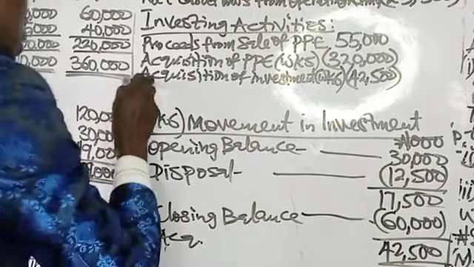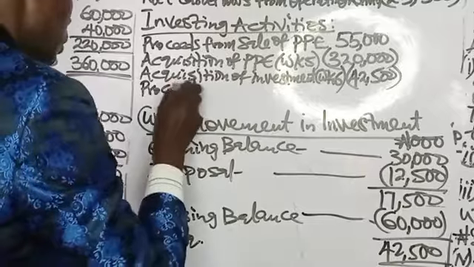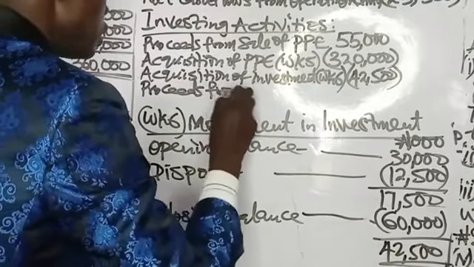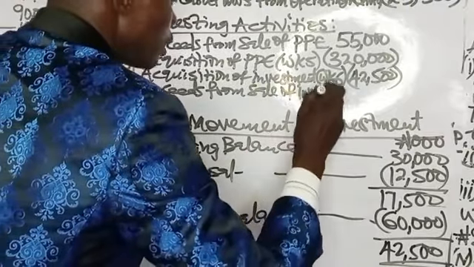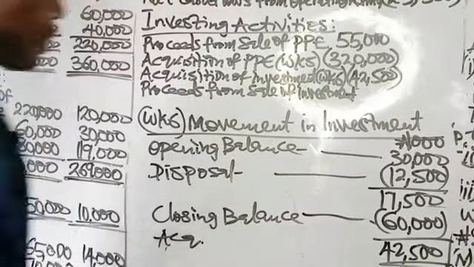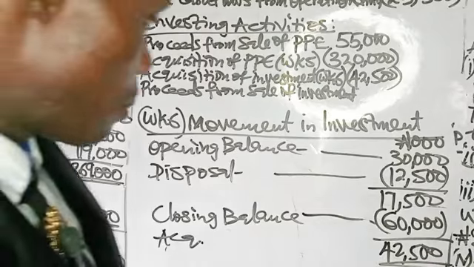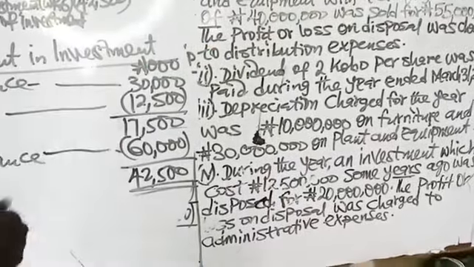Then proceeds from sale of investment. Additional information number 4 was disposed for 20 million. The proceed is 20 million.